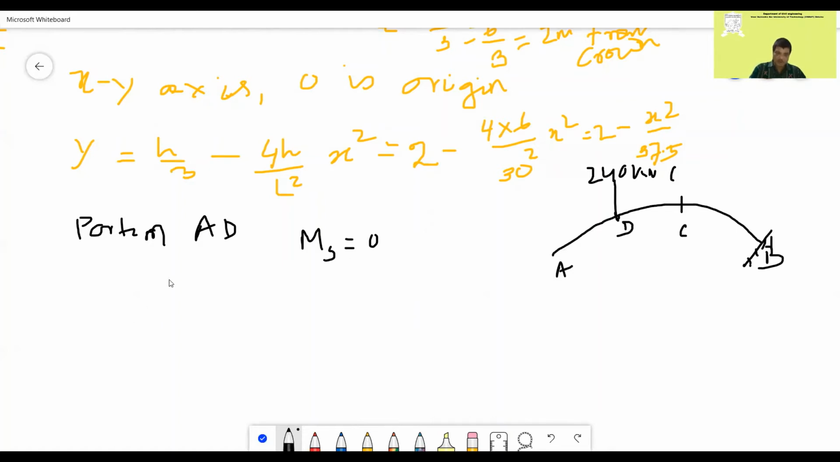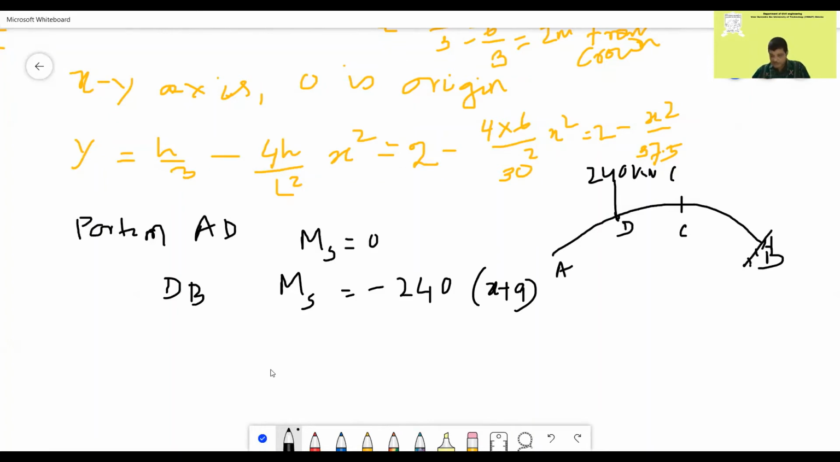Now from D to B, from this portion D to B, Ms is equal to minus 240 into x plus 9. Minus 240 into x plus 9. So that will be the value of this moment. Now with this we have to find these equations.